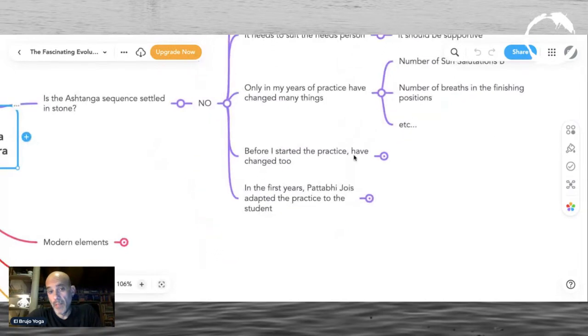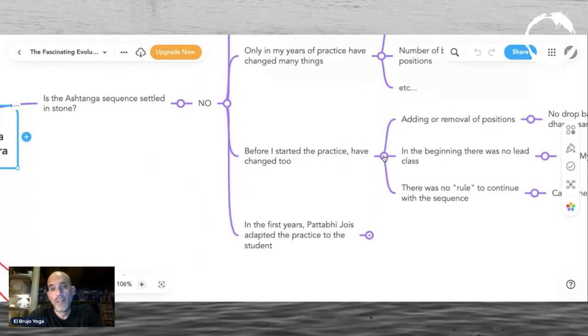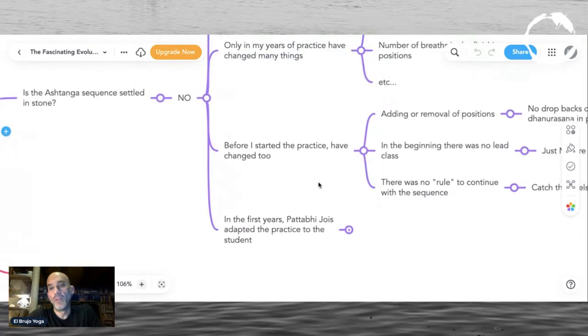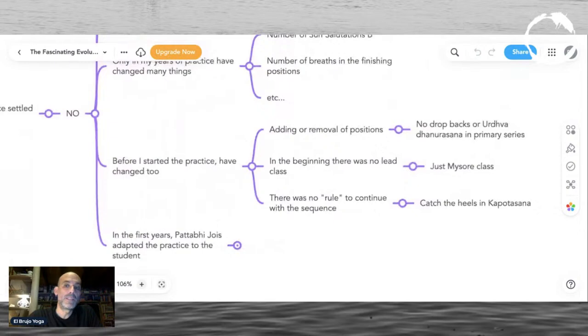And before I started the practice, they had changed too as well. So adding or removal of positions. For example, there were no drop backs or Urdhva Dhanurasana in primary series. In the beginning, there was no led class, only Mysore class, which would be just self-practice. And there was no rule to continue with the sequence. So there was no rule, like, as it says here, catch the heels in Kapotasana so you can move on. There was no such thing.